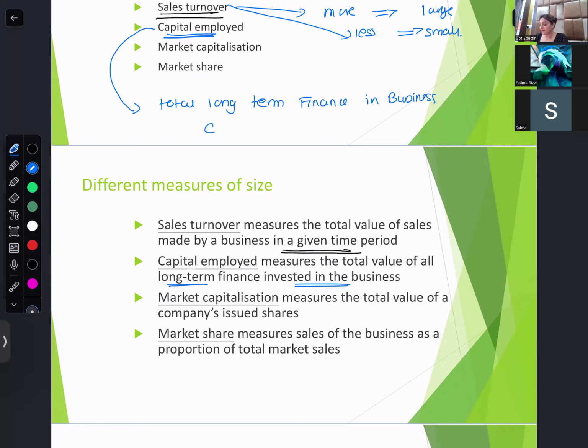Capital employed means your own funds plus the non current liabilities. If you have more money employed in the business, that means you are a large business. But if you have less money employed, that means less capital is there in the business, so you are a small business. So, capital employed is the total value of all your long term finances that is invested in the business.